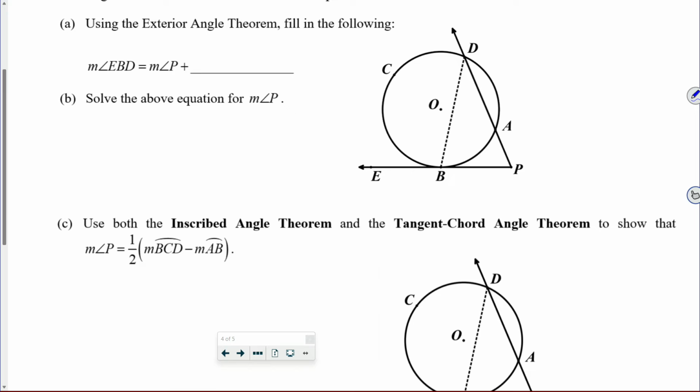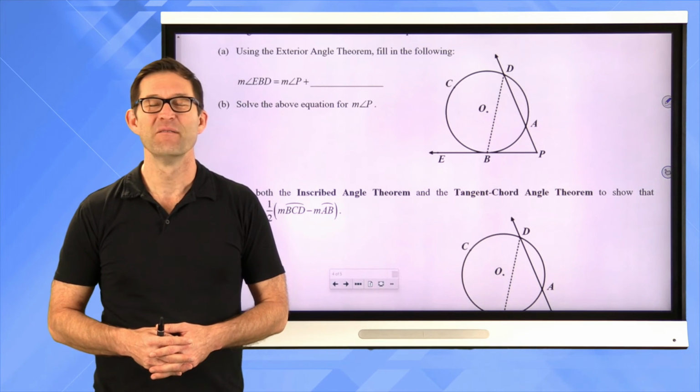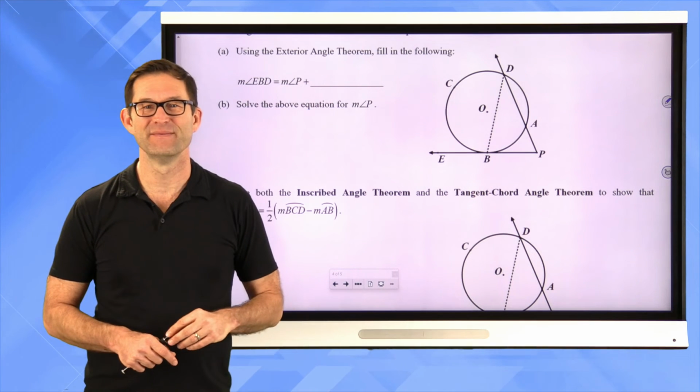Using the exterior angle theorem, fill in the following. The measure of angle EBD equals the measure of angle P plus what? Pause the video now and fill in that blank.